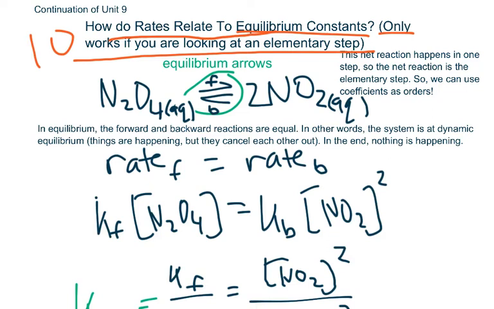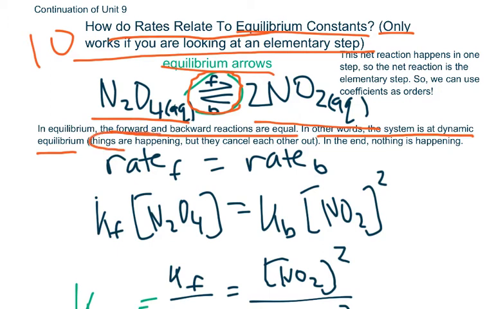Let's take a look at this reaction, the conversion of N2O4 to 2NO2, and these double arrows are known as equilibrium arrows, and they tell you that the reaction is at equilibrium. In equilibrium, the forward and backward reactions are equal in terms of rate. In other words, the system is at dynamic equilibrium: things are happening, which is why it's called dynamic, but they cancel each other out, which is why it's called equilibrium. So in the end, we have a dynamic equilibrium, but nothing is happening overall.